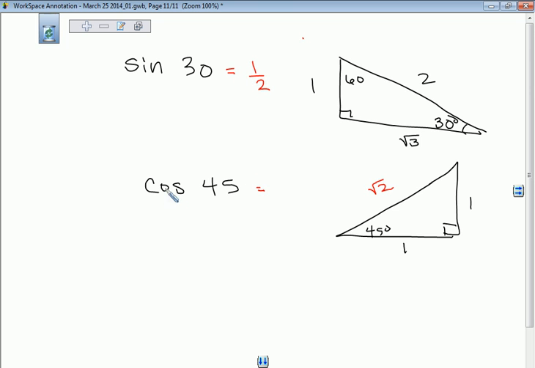I ought to be able to ask you for cosine of 45 because this is x root 2. So it would always reduce to 1 times the square root of 2. Cosine of 45 would be adjacent over hypotenuse, 1 over the square root of 2. Can I leave it like that? No. Square root of 2 over 2.